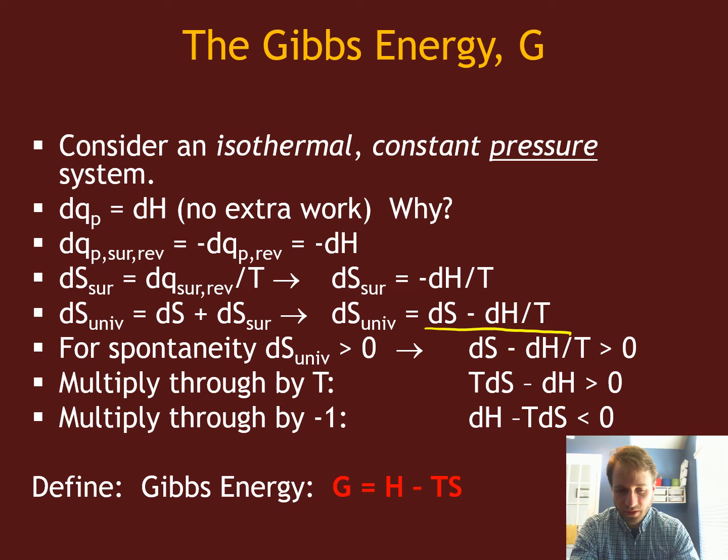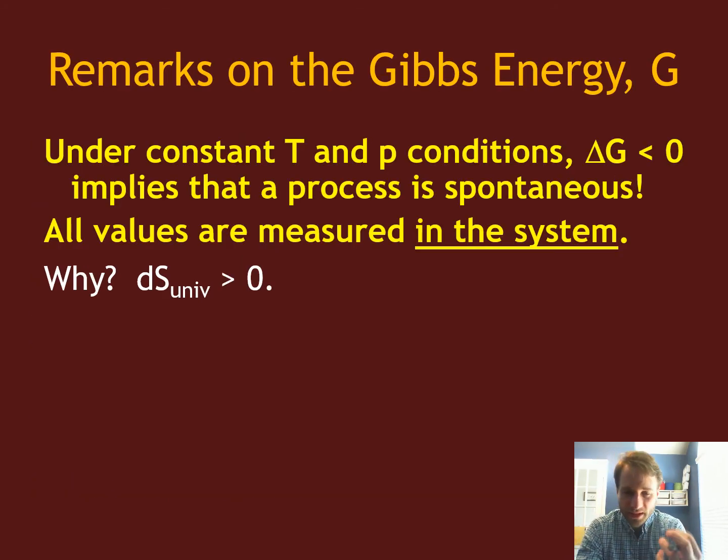And so we define the Gibbs energy as H minus TS. For an isothermal process, that means dG equals dH minus TdS, which equals minus dS of the universe. So that means for a constant temperature and pressure change in state, delta G being less than 0 tells us our process is spontaneous, because it's equal to negative dS of the universe.